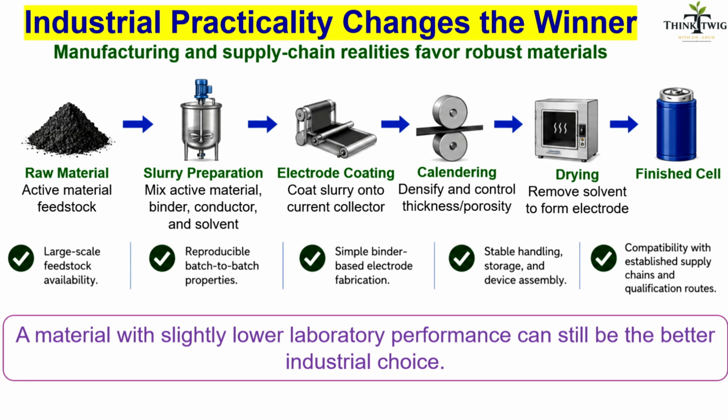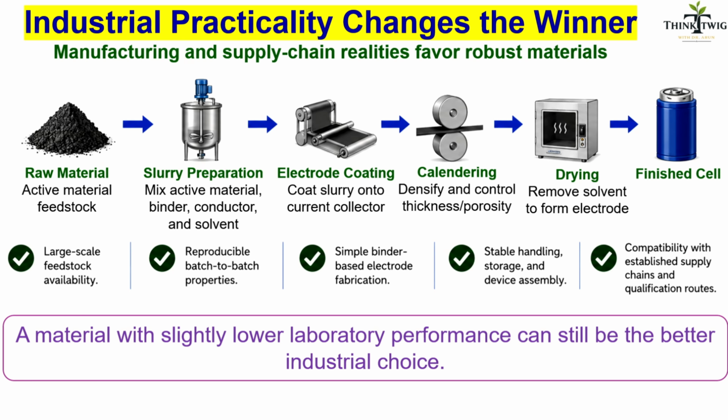Notice what has happened. We started with a powder, but the final device depends on much more than the properties of that powder. The material has to survive every processing step. It must mix properly. It must coat properly. Its thickness and porosity must be controllable. It must dry properly. And these steps need to give a similar electrode again and again. This is where manufacturing changes the meaning of best material.